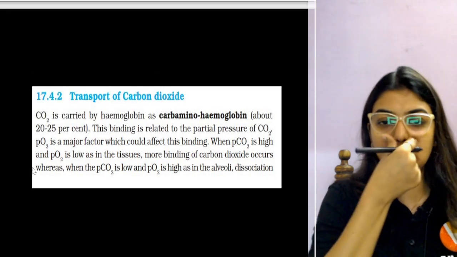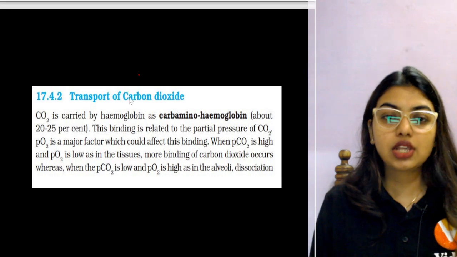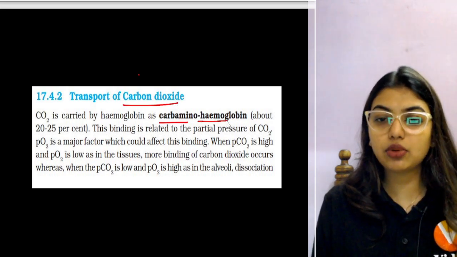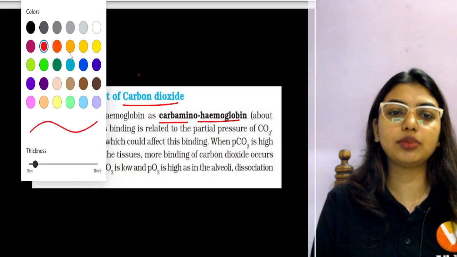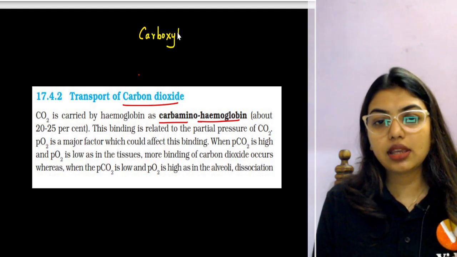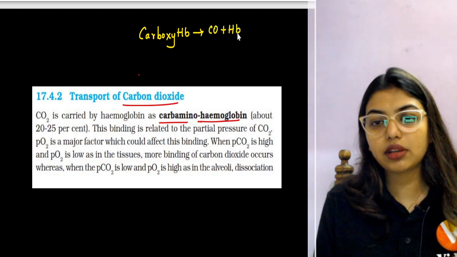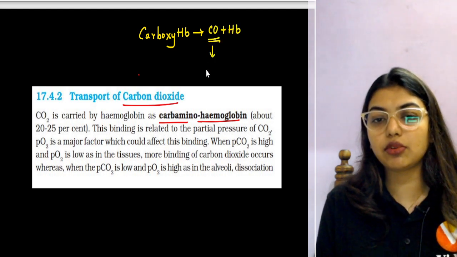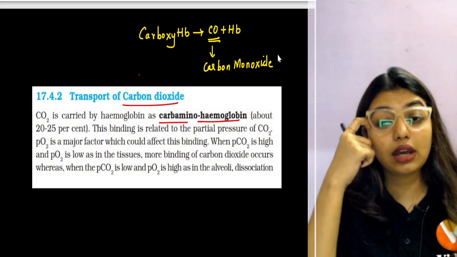Now transport of carbon dioxide. Students, now we are going to study the mechanism of how the bicarbonates are formed. Carbon dioxide is carried by hemoglobin as carbaminohemoglobin. Many students write carboxyhemoglobin. Please try to understand: carboxyhemoglobin is when carbon monoxide binds with hemoglobin, not when carbon dioxide binds.